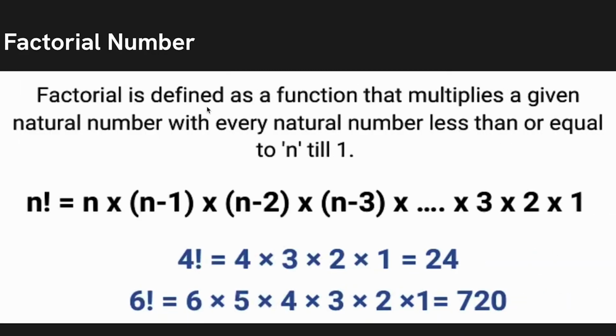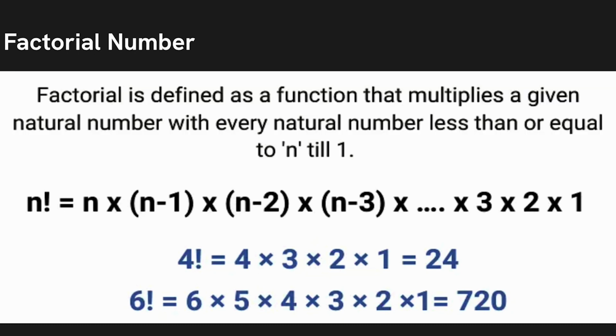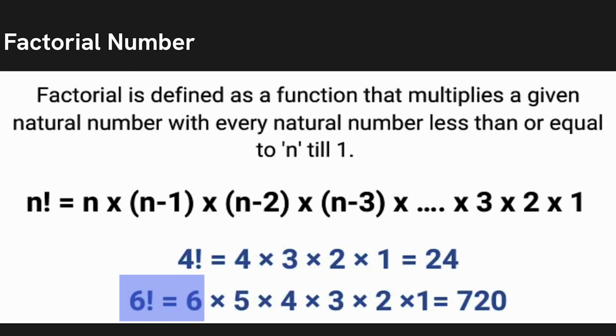So what is a factorial? So let's understand what is a factorial. Factorial is defined as a function that multiplies a given natural number with every natural number less than or equal to n till 1. So if I want to calculate 4 factorial, then 4 factorial will be generated by multiplying its number with every natural number less than or equal to n till 1. That means 4 factorial is equal to 4 into 3 into 2 into 1, that is 24. 6 factorial will be 6 into 5 into 4 into 3 into 2 into 1, that is 720. Okay, let's implement this program.